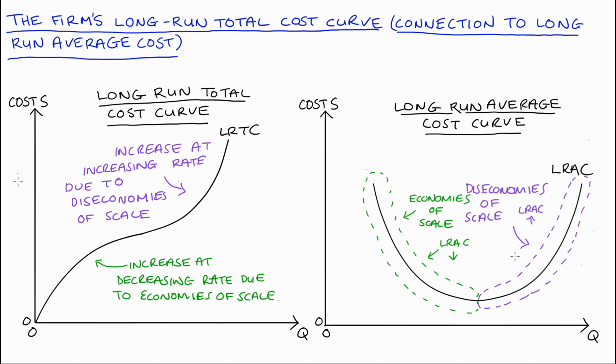In the case of the long run though, because all of our inputs to production are variable, our long run total cost curve will just start from the origin. And so that's it. That's the shape of our long run total cost curve, or at least how it's often drawn, and how it's related to the U-shape of our long-run average cost curve.